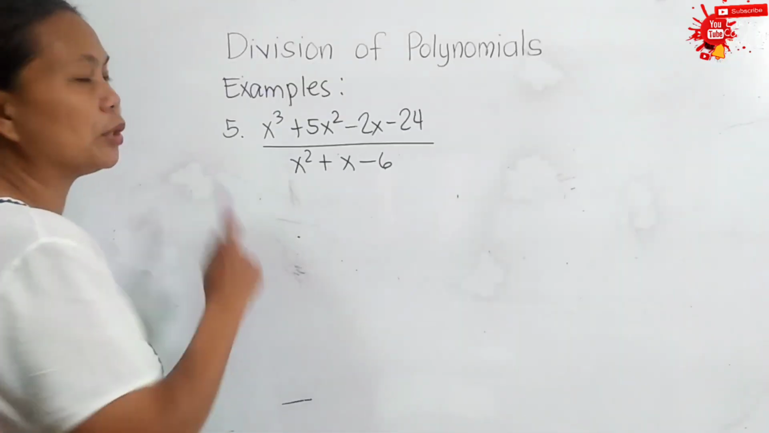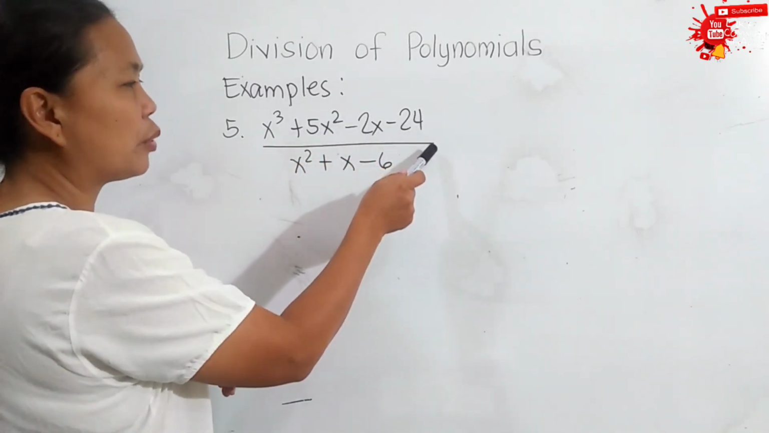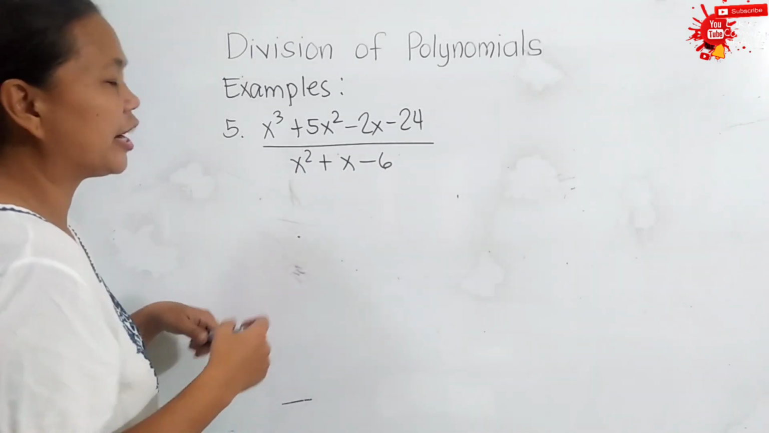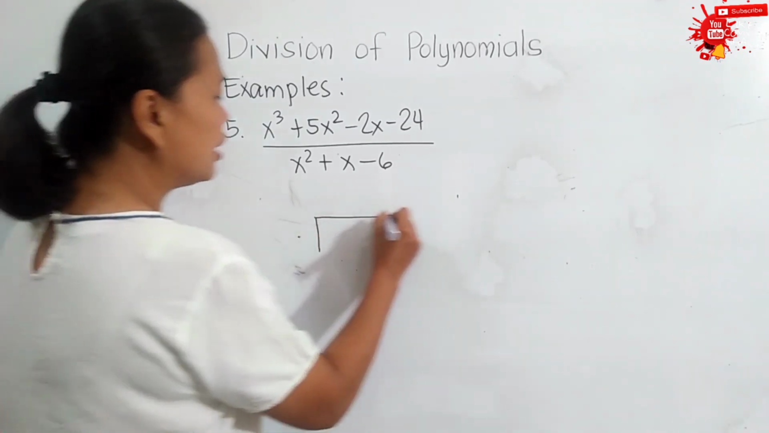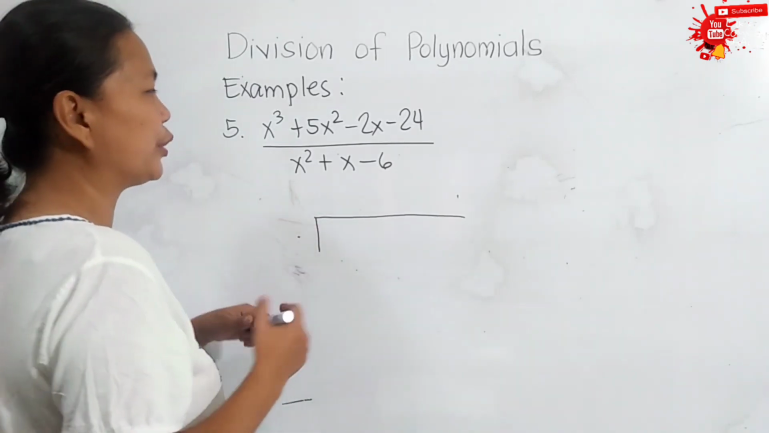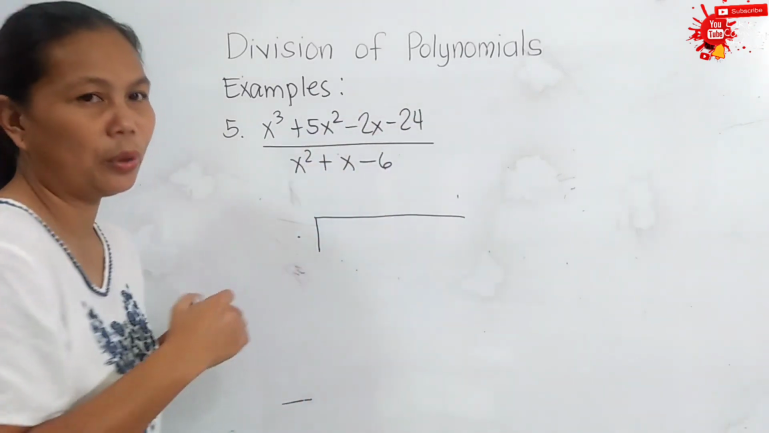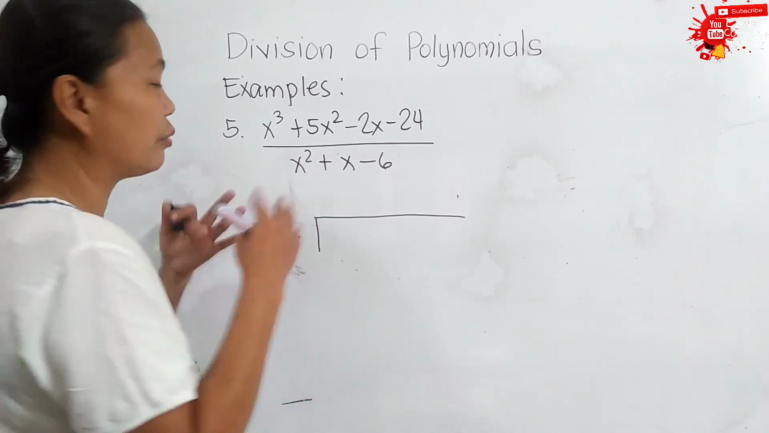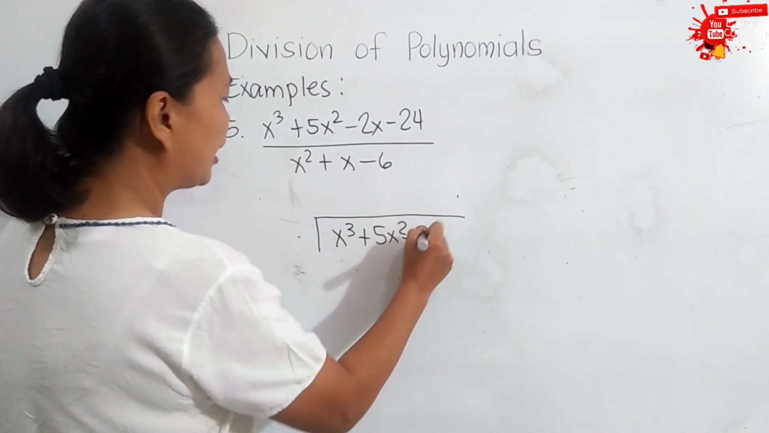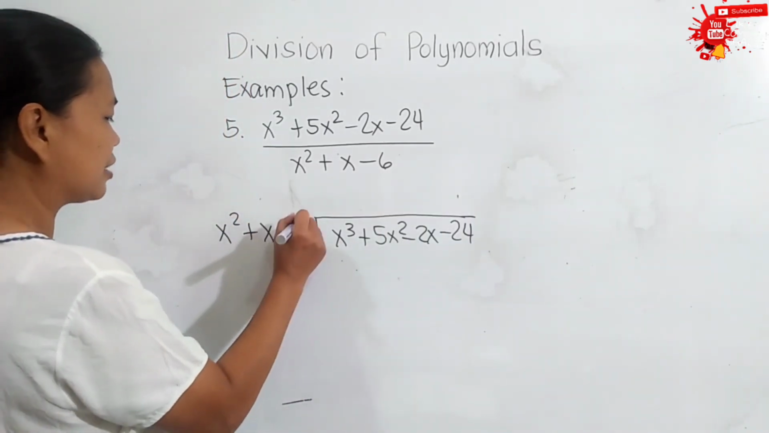Okay, let us have example number 5. So we have here x cubed plus 5x squared minus 2x minus 24 all over x squared plus x minus 6. Okay, so again, before we write it in our division symbol, see to it that our dividend and divisor are arranged in standard form or descending order. So we have here 3, 2, 1, 0. Then we have 2, 1, 0. Okay? So we can now write it because it's already in its standard form. So we have x cubed plus 5x squared minus 2x minus 24 divided by x squared plus x minus 6.